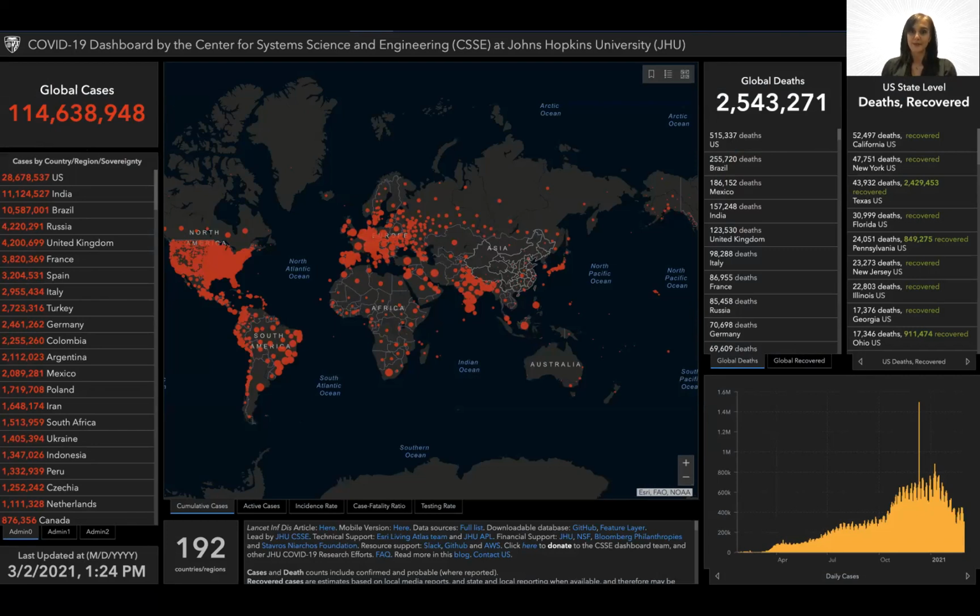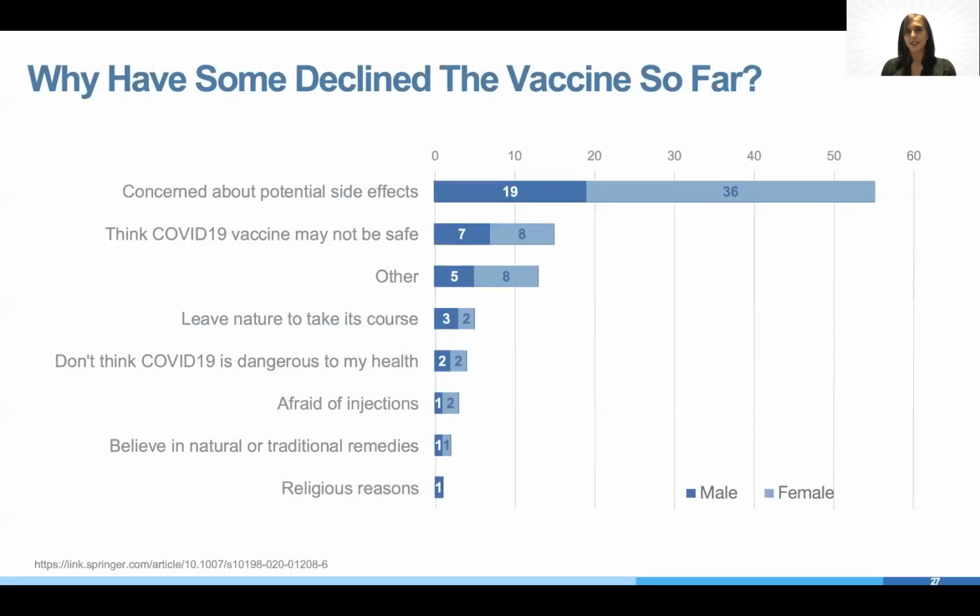So I think it's something we can all do for our communities to protect the people around us. So why have some declined the vaccine so far? Well, they're concerned about side effects, they think it might not be safe, and any number of other reasons. So let's walk through some of these one by one so I can tell you from a scientific perspective what you should be grappling with.